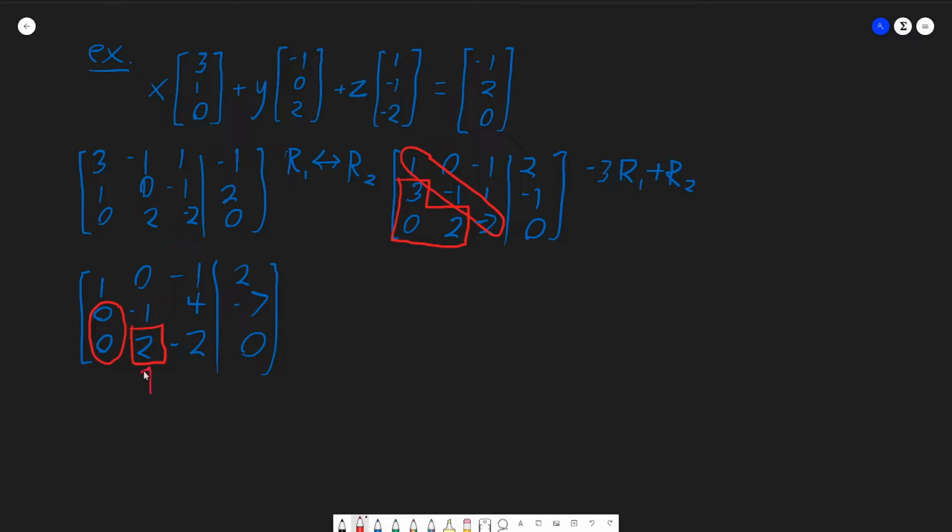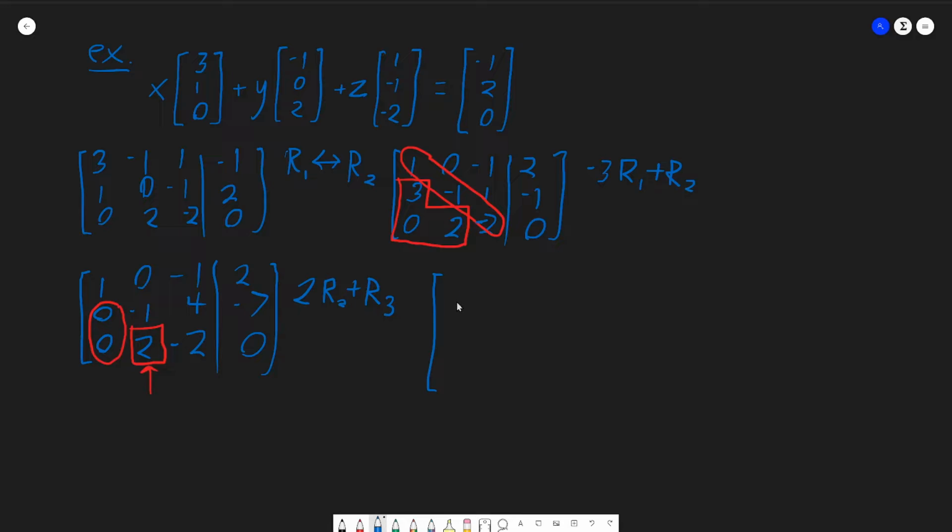And now we just need to affect this 2 here. We need to make that 2 a 0. And to do that, I'm going to do another row combination. We're going to use the second row to make the leading entry of the third row a 0. The leading entry is the first non-zero entry. How might I do that? Well, what if I took 2 of row 2 and I added that to row 3? 2 times -1 plus 2 is 0.